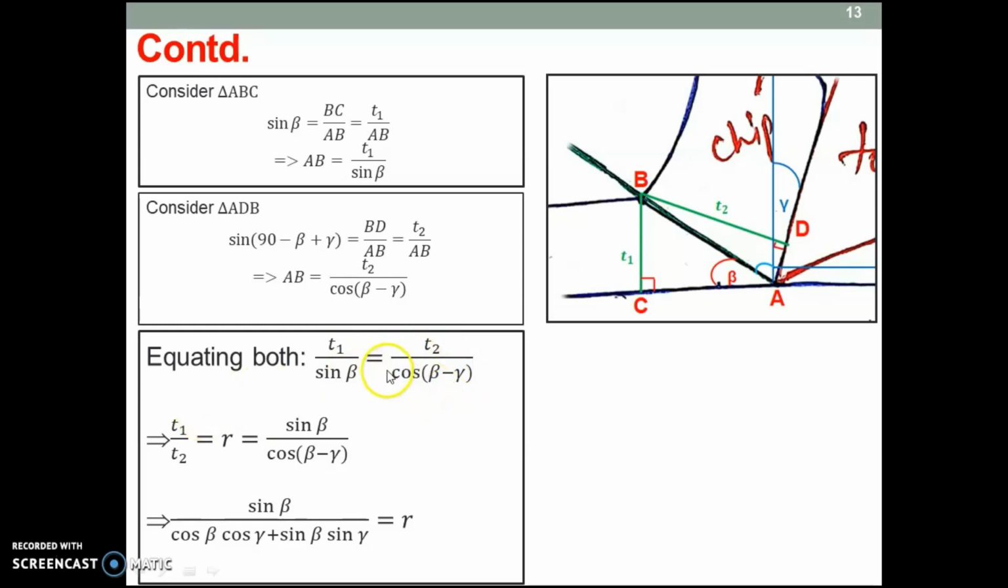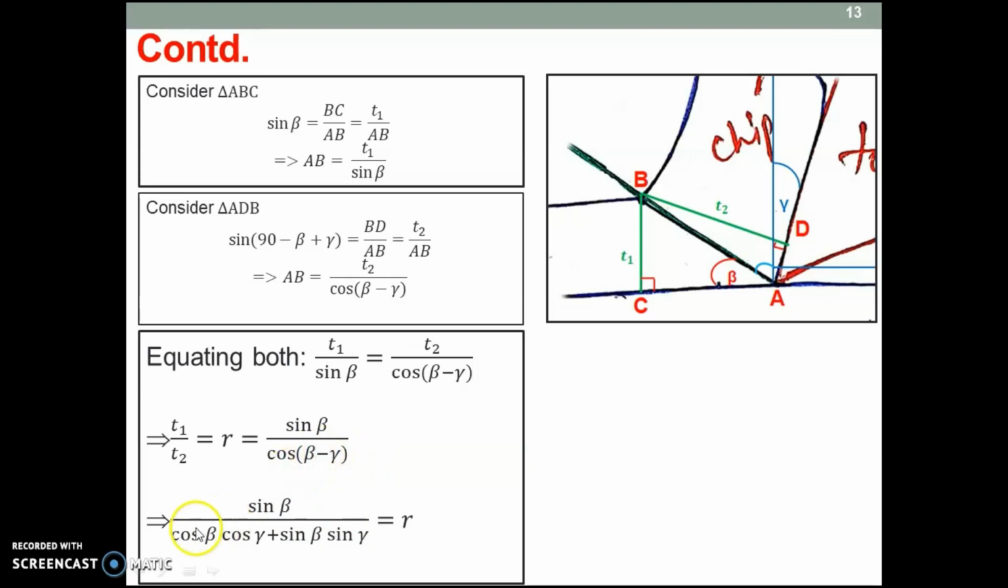So now if we arrange, just take T2 to here, T1 by T2 is equal to sin beta by cos beta minus gamma. And already we have derived what T1 by T2 is, that is nothing but your chip thickness ratio r. So T1 by T2 is equal to r, equal to sin beta by cos beta minus gamma. What is sin beta? What is cos beta minus gamma?